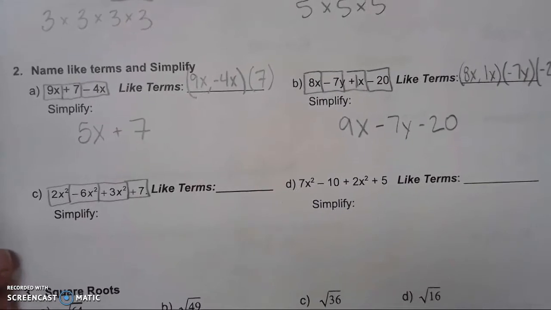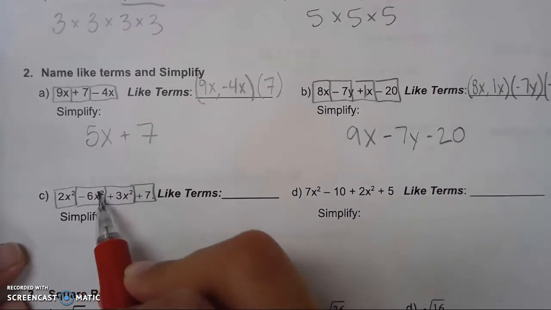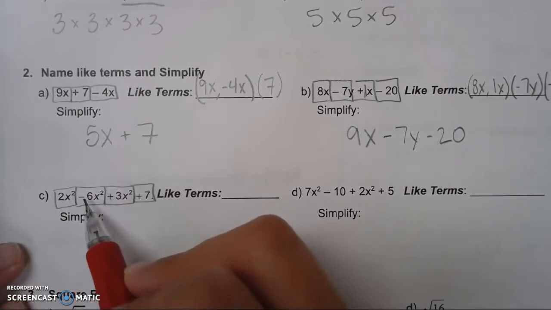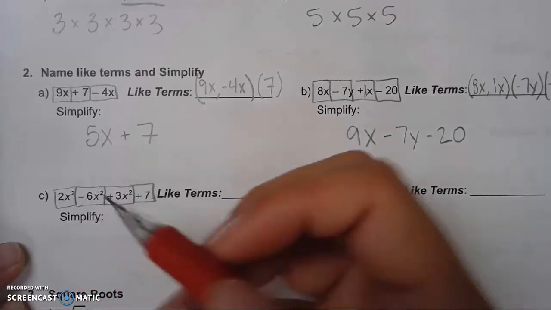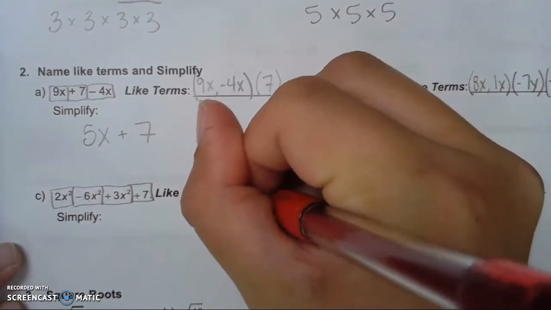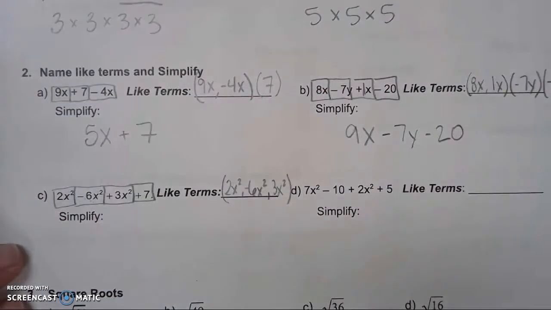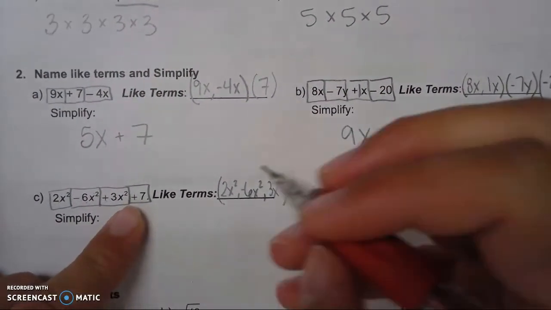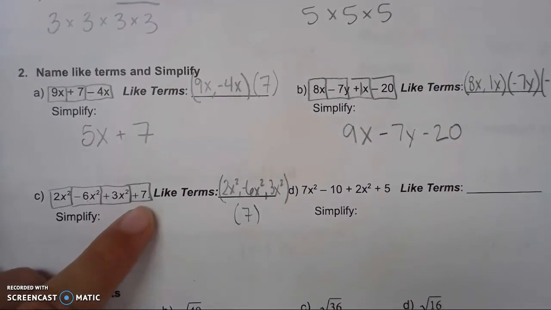And when I go to identify my like terms, notice how I have x squareds as my variables here. So all 3 of these terms are like terms since they all have x's to the same power. So 2x squared, negative 6x squared, and 3x squared are one set of like terms that I have. And then this 7's all by itself since that's the only constant that I have, okay?